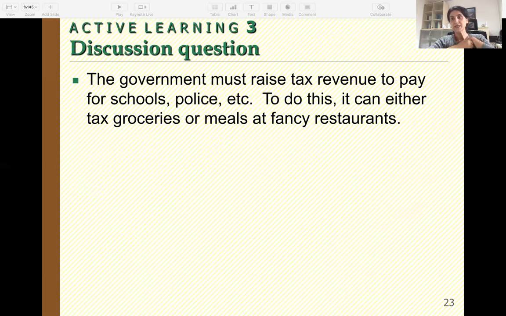If the government cares about efficiency, then it's going to consider taxing groceries instead of taxing fancy restaurants. But it's not fair, right? Because who goes to fancy restaurants? Wealthy people may go to fancy restaurants. So it may be better to take from them and give it to the poor, so it may lead to higher equality. So this is not an easy question to answer.